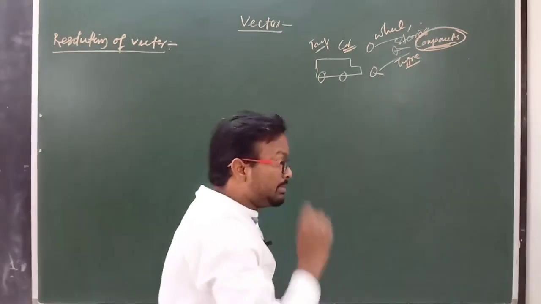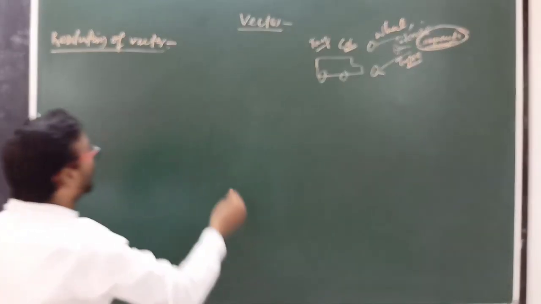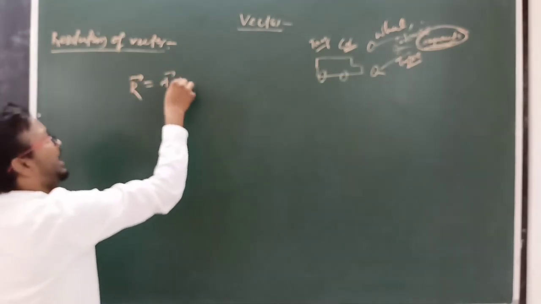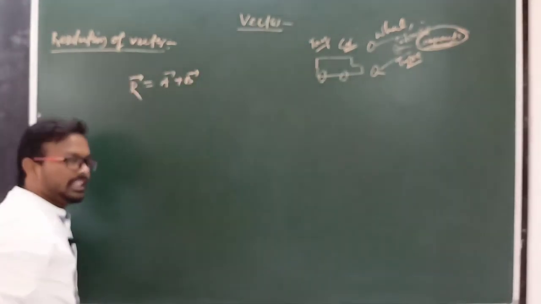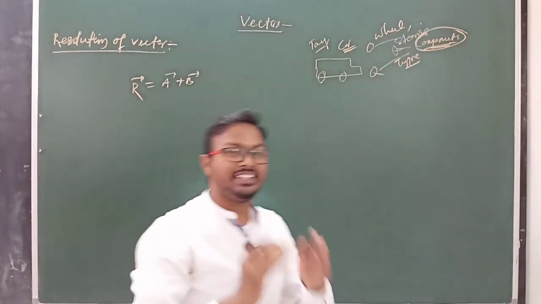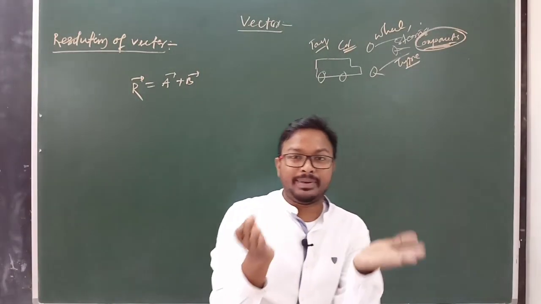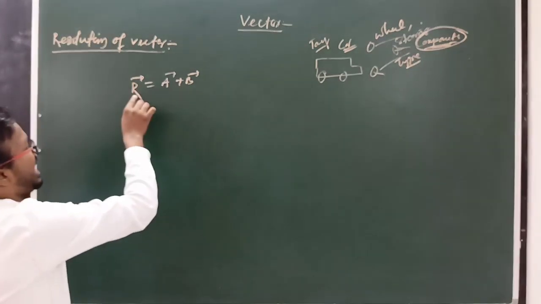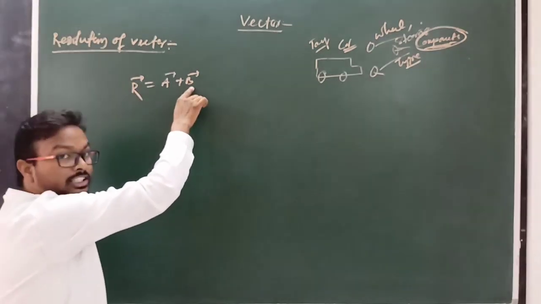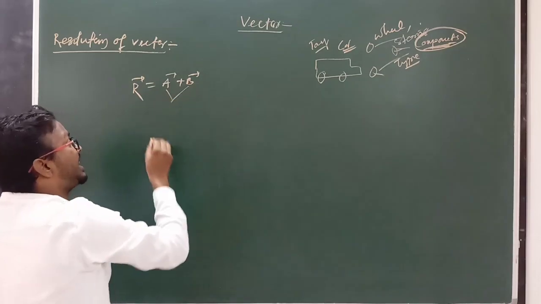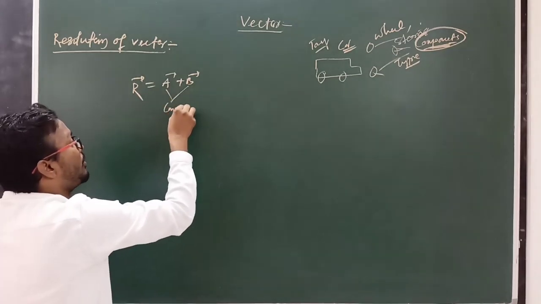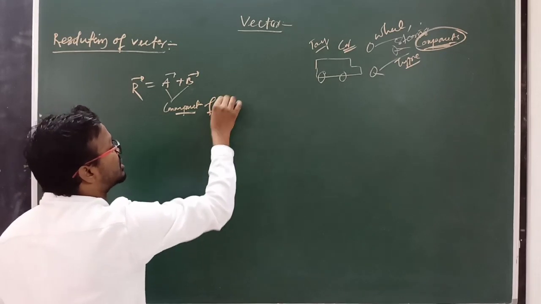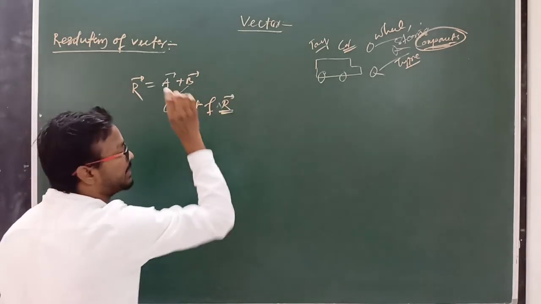Clear? Similarly, we already discussed what is R. R vector equals A vector plus B vector. If two vectors possess both magnitude and direction, we can already discuss that. R vector equals A vector plus B vector, where A and B vectors are known as components of the resultant vector, meaning here R vector.